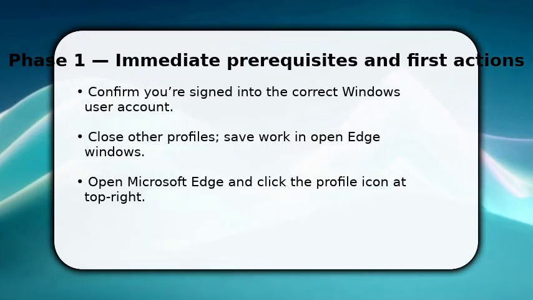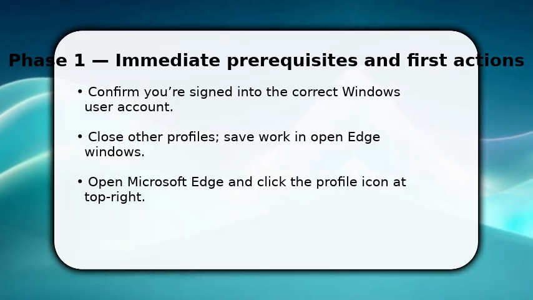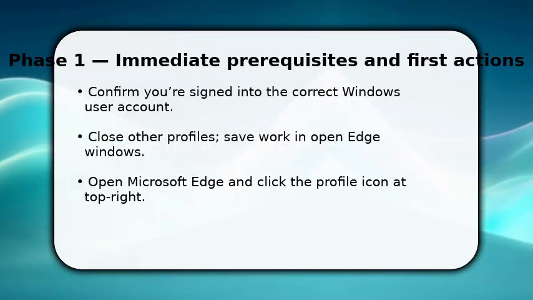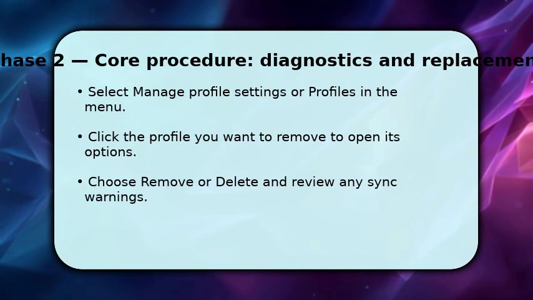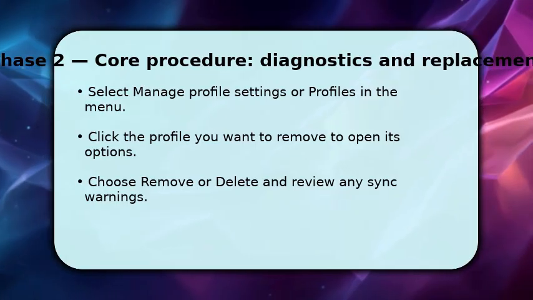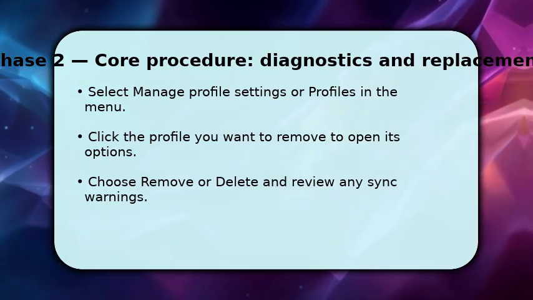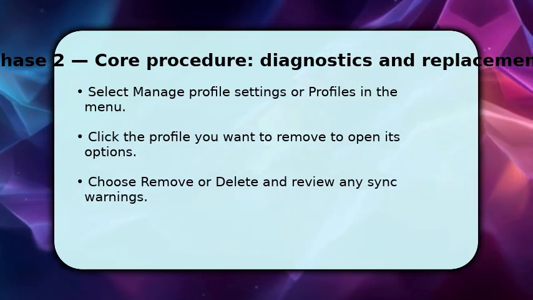Click the gear or three dots by the profile to access profile settings, because you need the profile management controls to continue. This step ensures you modify the intended profile, not another one. Once you're in Profile Controls, select Manage Profile Settings or Profiles from the menu to open the list. You'll see all profiles. Click the specific profile you want to remove so its options appear.